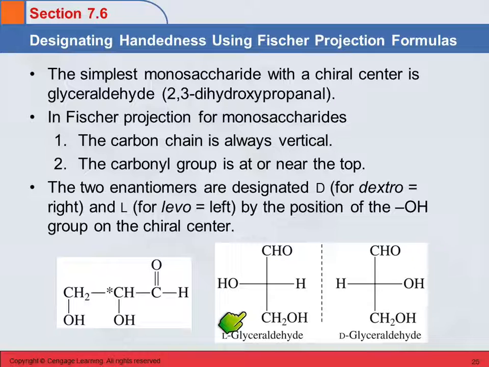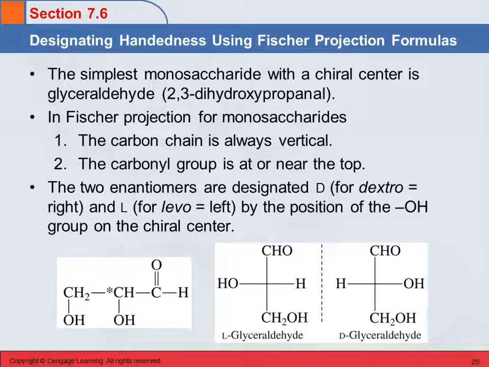And when we look at the Fischer projection, we're going to be looking at where the hydroxy group is on this chiral carbon. It's on the left. So this is L-glyceraldehyde. It is convenient that at least L and left and levo all start with L. So that leaves D to be the other one, which must be right. So in D-glyceraldehyde, the hydroxy group is on the right.